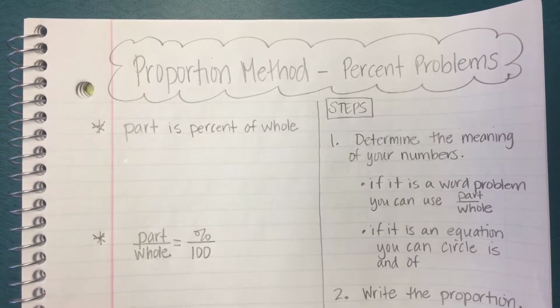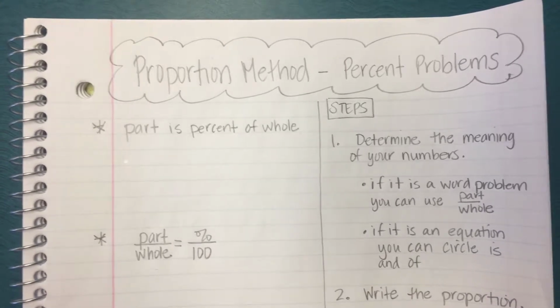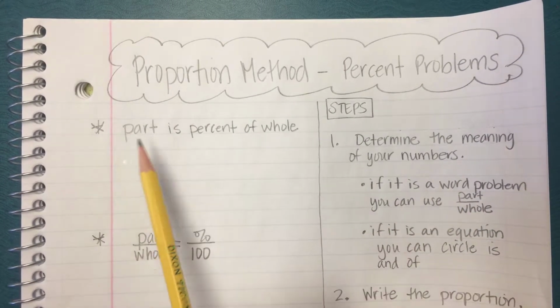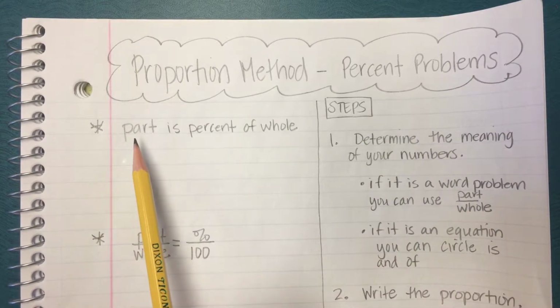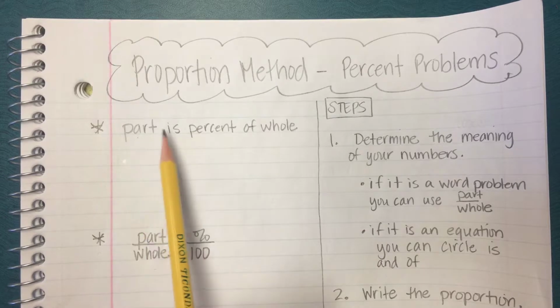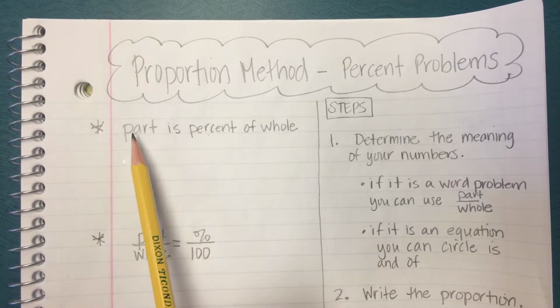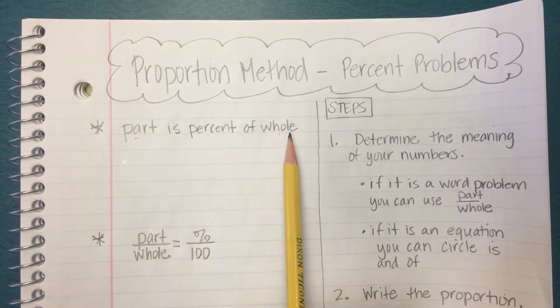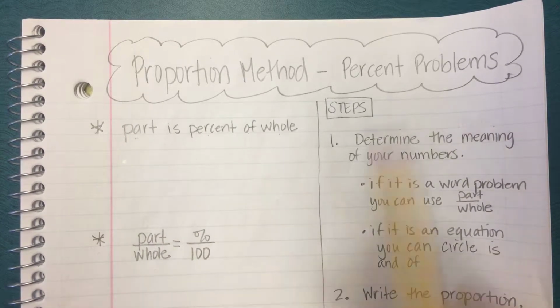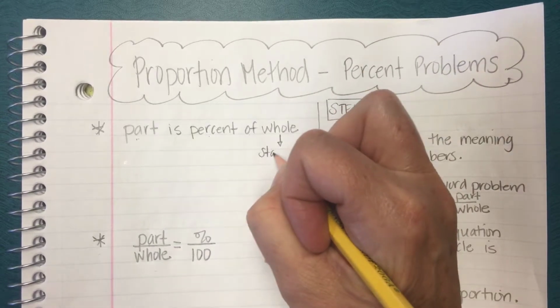Okay, today we're going to look at using the proportion method to solve percent problems. A couple of things that we want to remember. There is a percent equation that helps us figure out where numbers go. We know that part is percent of the whole. Now, the word part and the word whole can sometimes have different names. So sometimes the whole number can actually be our starting number.